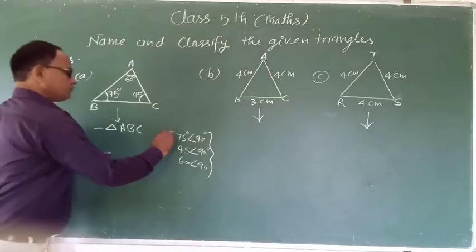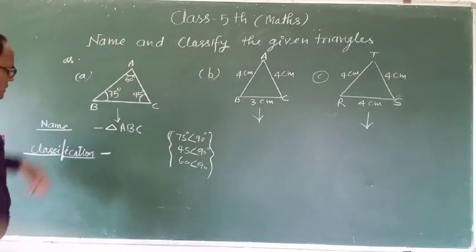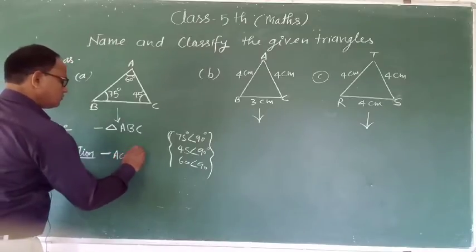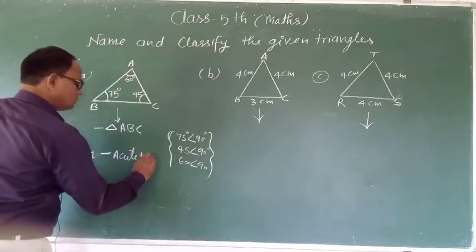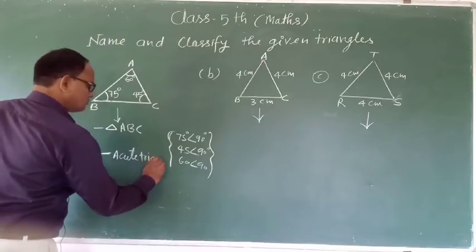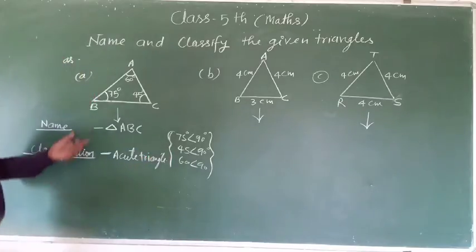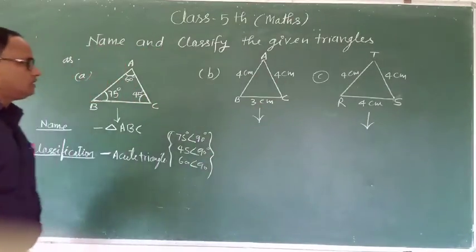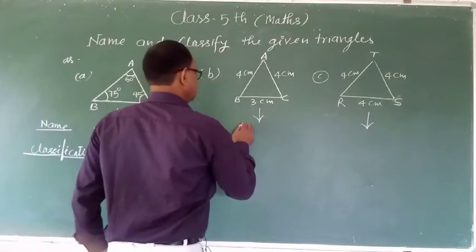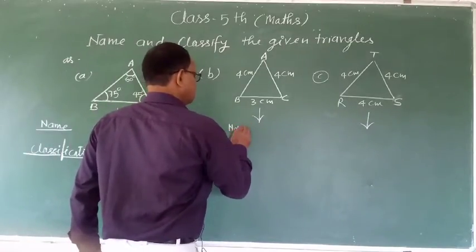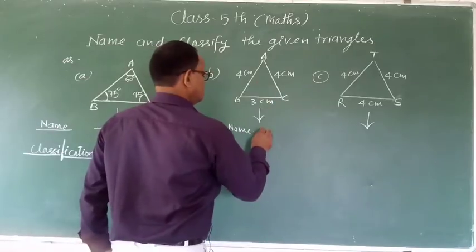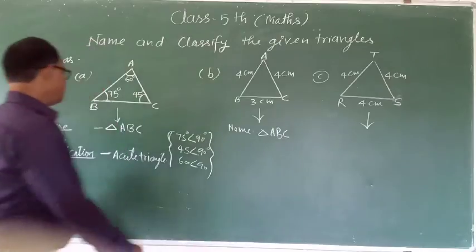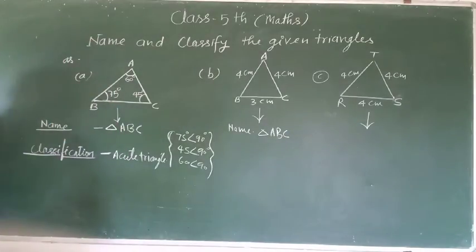Then this triangle is an acute triangle. This is an acute triangle. But here, the name is triangle ABC. Name of the triangle: ABC.